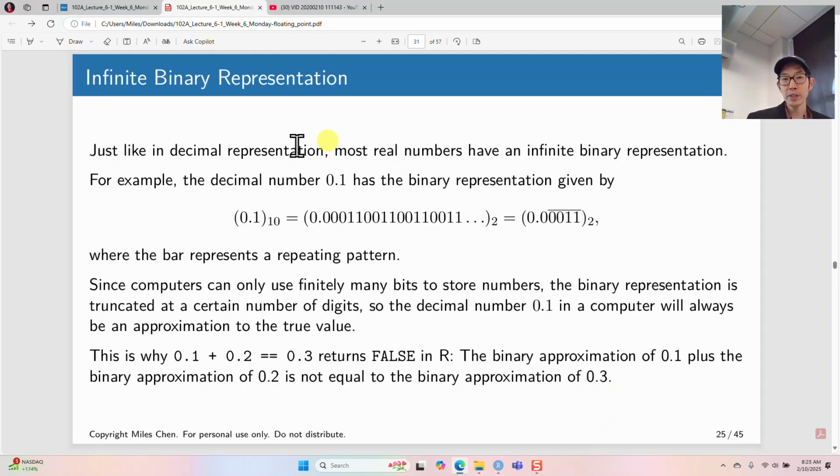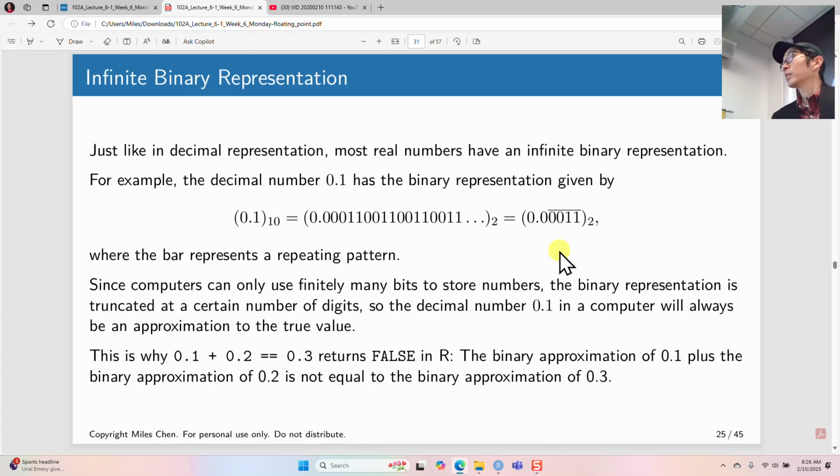And so a lot of numbers that we have just get represented. We'll have an infinite binary representation. So for example, the decimal value 0.1, 1/10, in binary is going to be a repeating binary pattern of 0.0001100110011, and so on and so forth. We would take the 0011 and repeat that off forever.